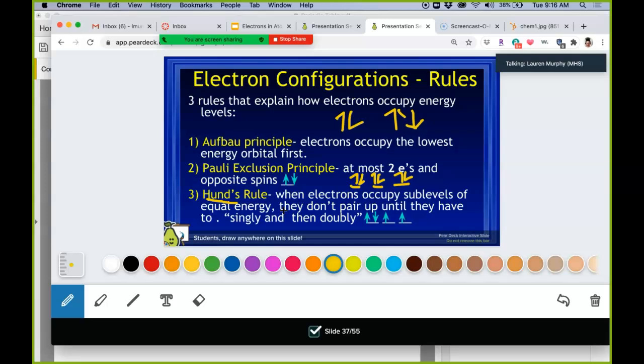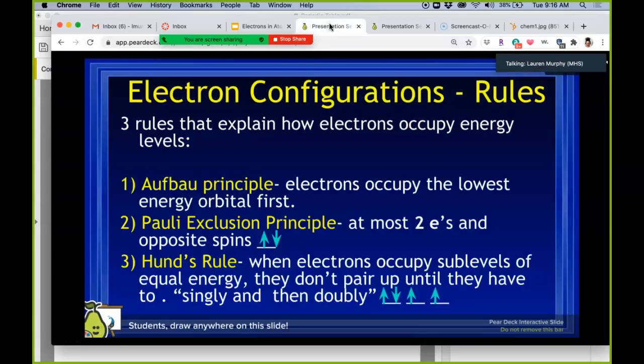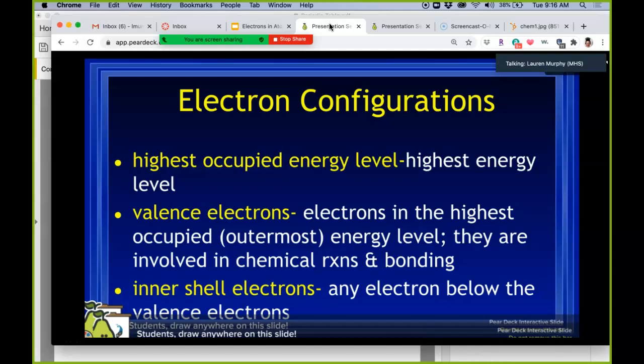So here we go. We're going to practice now. Some wording that I'm going to use on this slide: I'm going to talk about the highest occupied energy level. I'm going to talk about valence electrons. Those are the electrons in the outermost ring, or outermost energy level. The reason they are so important is that, when we get further into the year, those are the electrons involved in bonding and chemical reactions. So they're super important to understand.